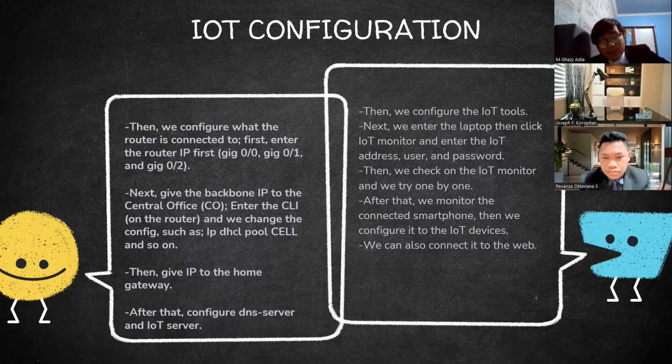Then we configure the IoT tools. Next, we enter the laptop, then click IoT monitor and enter the IoT address, user, and password. Then we check on the IoT monitor and we try one by one. After that, we monitor the connected smartphone, then we configure it to the IoT device. We can also connect it to the web.